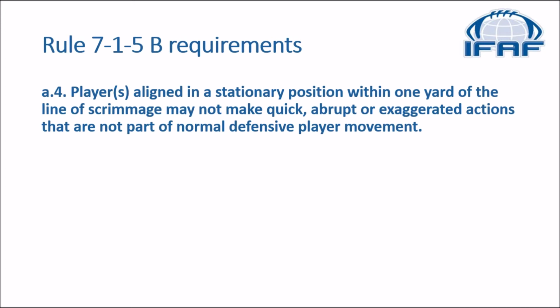Rule 715 talks about B requirements. Players aligned in a stationary position within 1 yard of the line of scrimmage may not make quick, abrupt, or exaggerated actions that are not part of normal defensive player movement.